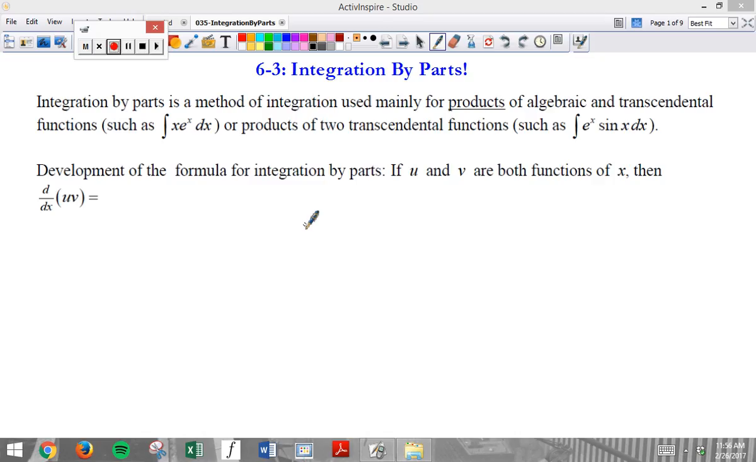So, the main idea of integration by parts is that it's a method for use mainly for products of algebraic and transcendental functions or products of two transcendental functions. e to the x and sine of x are both transcendental functions. In general, we have a list of them. I'll go over it in a minute. It can be used for other situations. I have a way I like to go about choosing how to go through it.